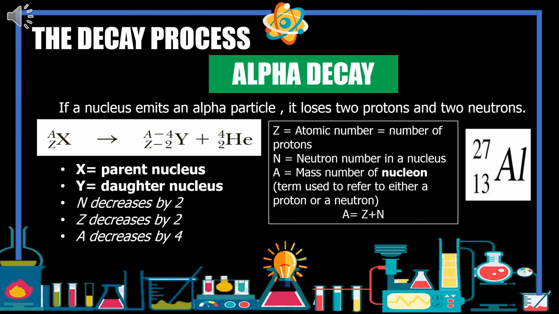So again, when a nucleus emits an alpha particle, it loses two protons and two neutrons. Therefore, the neutron number, denoted by N, of a single nucleus decreases by 2. Z, which is the atomic number or the number of protons, decreases by 2, and A, or the mass number of a nucleon, decreases by 4.